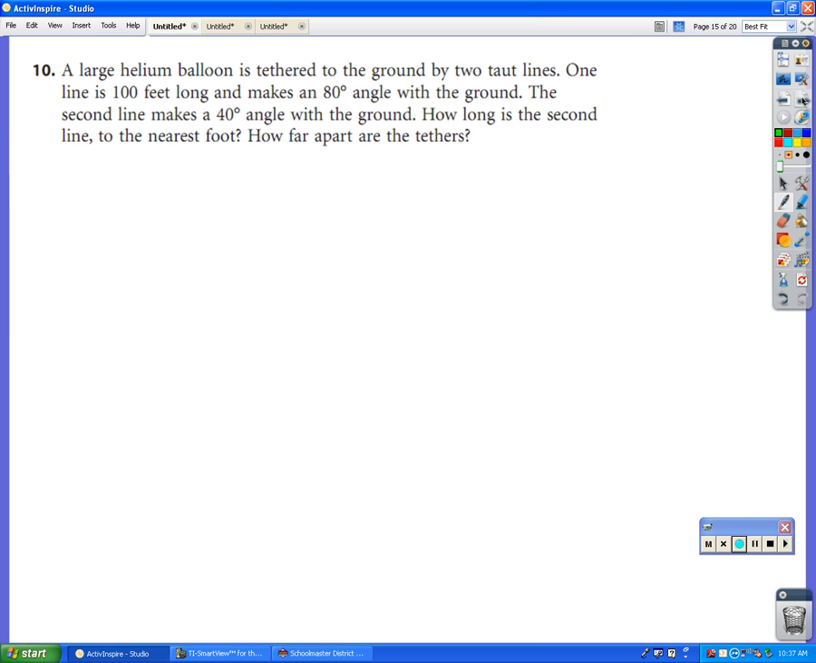All right, I was hoping to finish this, but I don't think that we're going to be able to. Oh, yeah, one more problem. Let's finish this side, please.